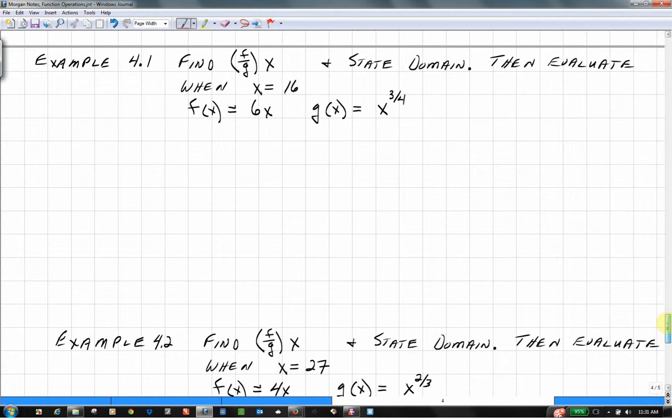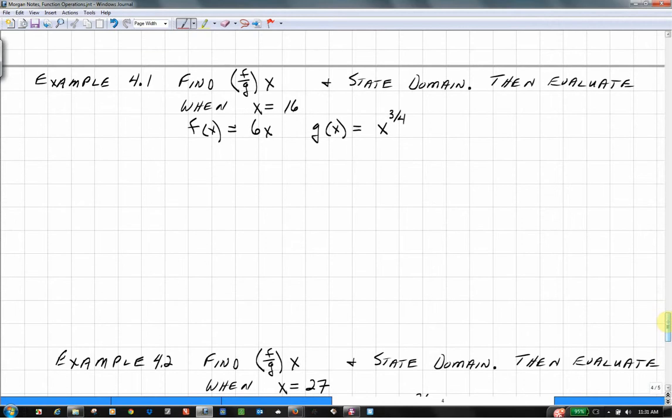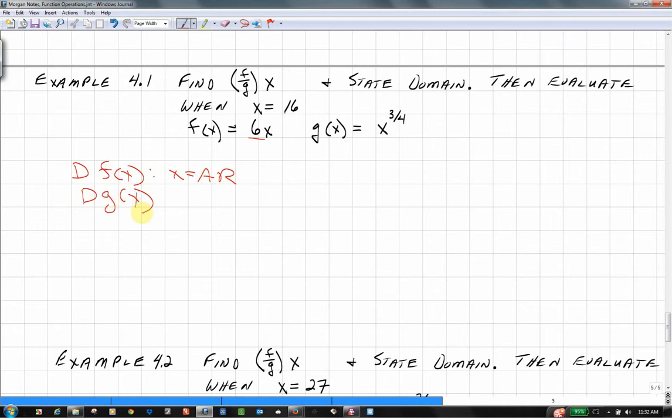Okay, let's move to a division example. So let's look at the domain of f of x. F of x is equal to 6x. So the domain of that is equal to x is equal to all real numbers. The domain of g of x, okay, g of x is equal to x to the 3/4 power. So I'm taking the 4th root. That's an even root, so I cannot have a negative number. So that would be x is greater than or equal to 0.